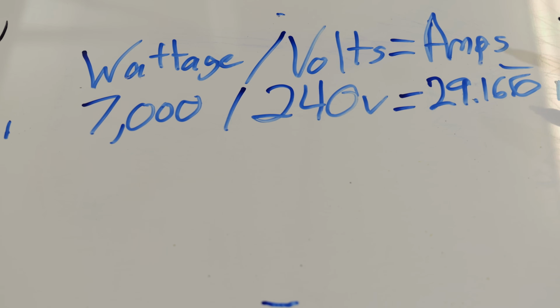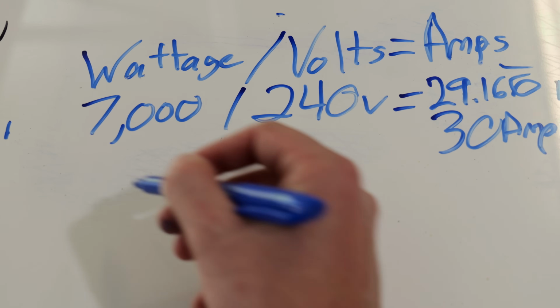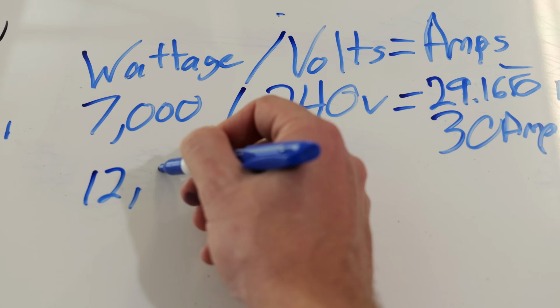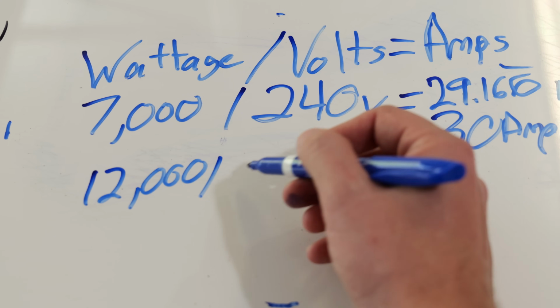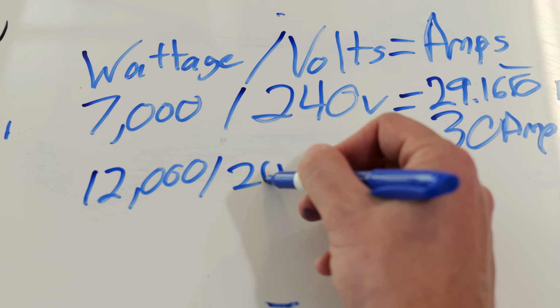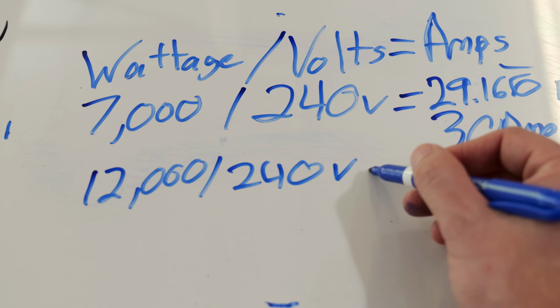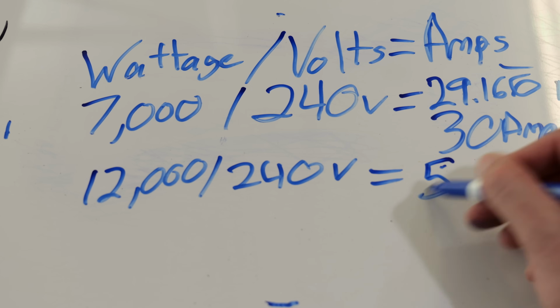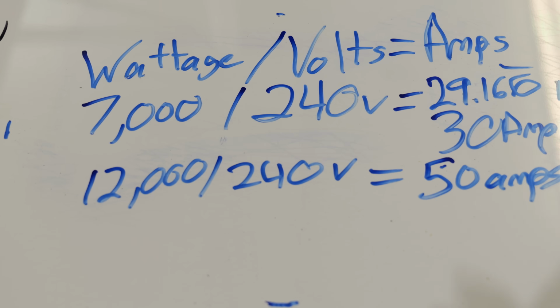So what that's telling you is for your particular generator, there is no reason to go above a 30 amp power inlet box. So if we take my larger generator, for instance, which is 12,000 running watts, and we divide that by 240 volts, that equals 50 amps right on the number.